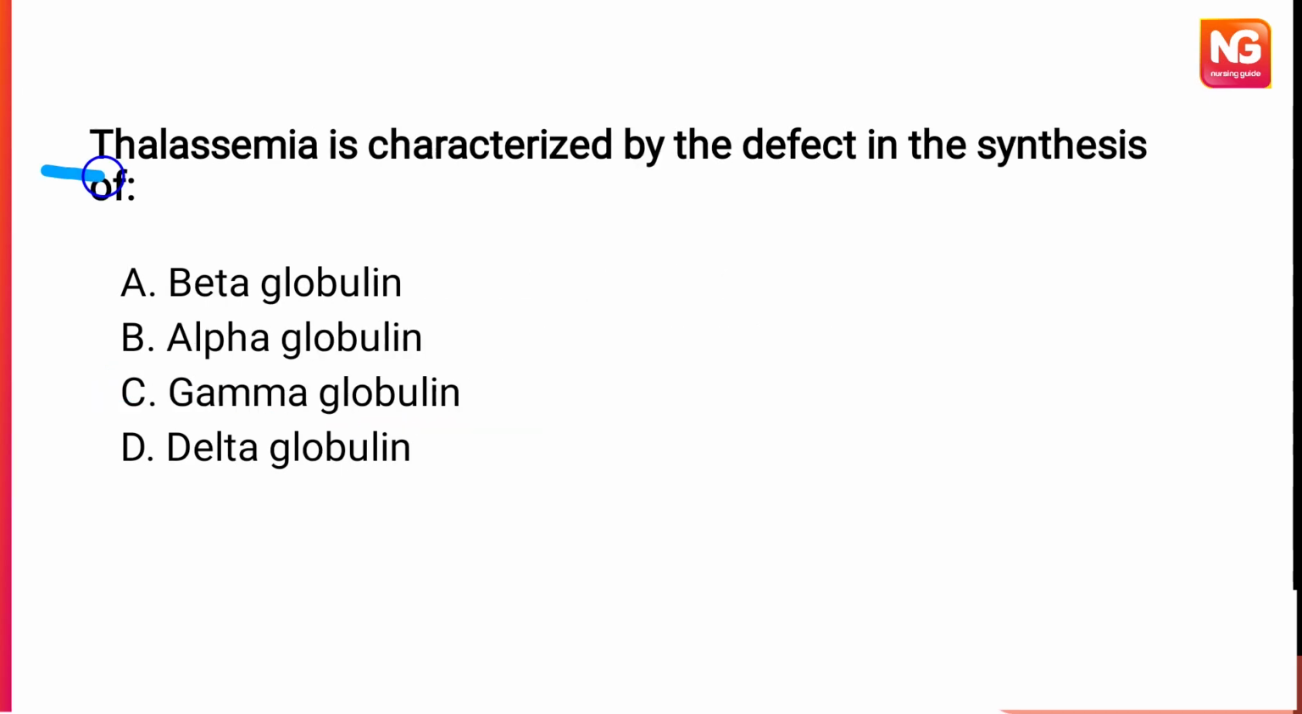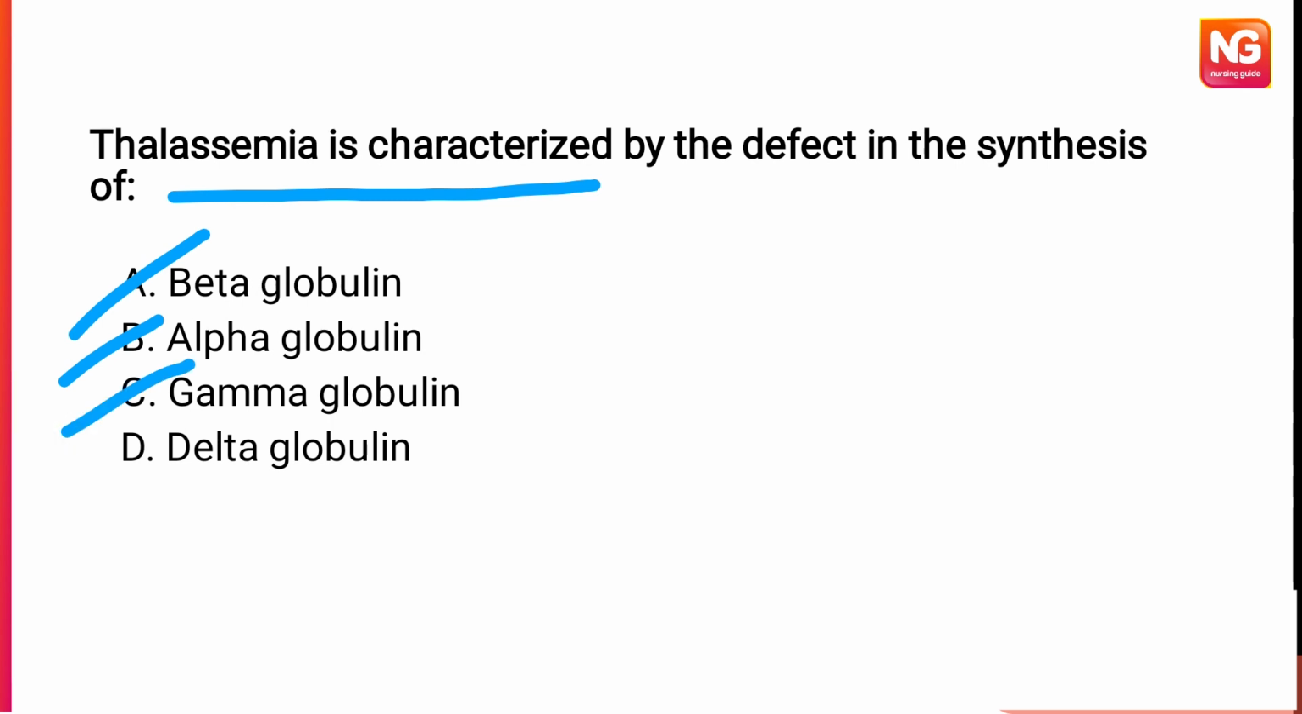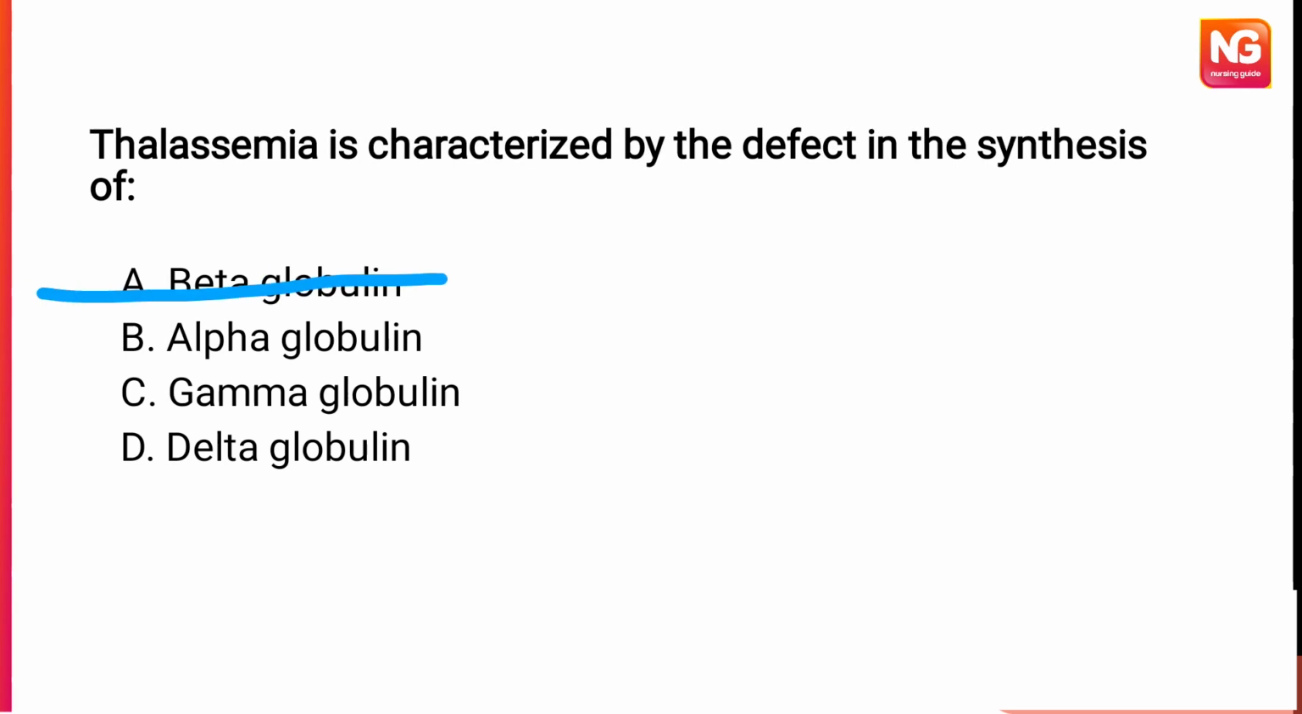Next, thalassemia is characterized by the defect in the synthesis of option A beta globulin, option B alpha globulin, option C gamma globulin, and option D delta globulin. The correct answer is option A, beta globulin. Thalassemia is characterized by the defect in synthesis of beta globulin.